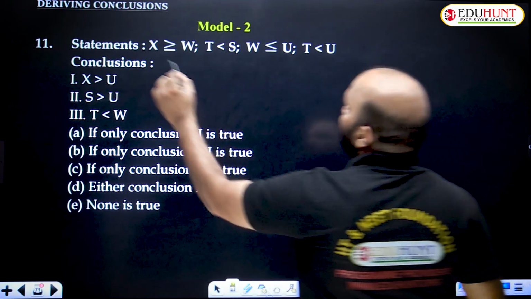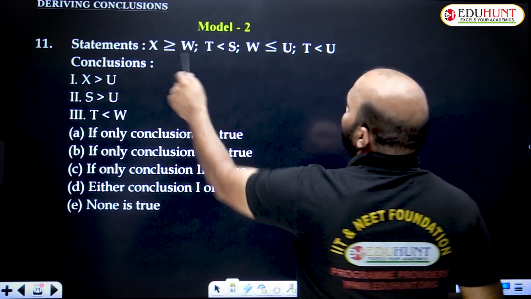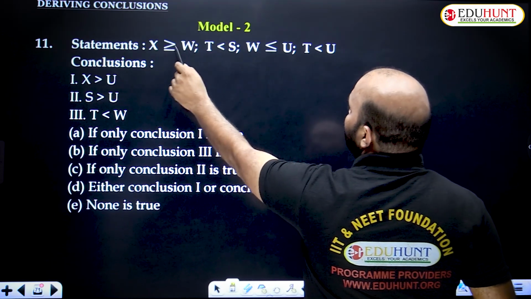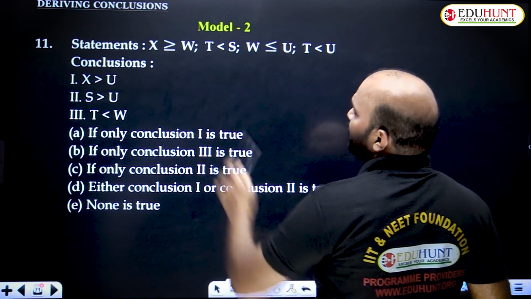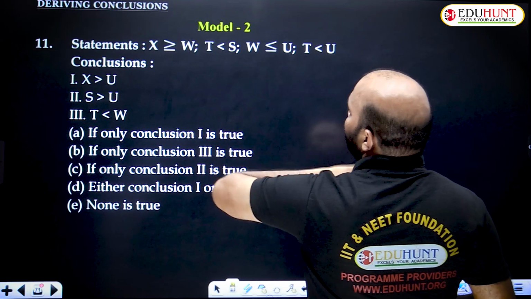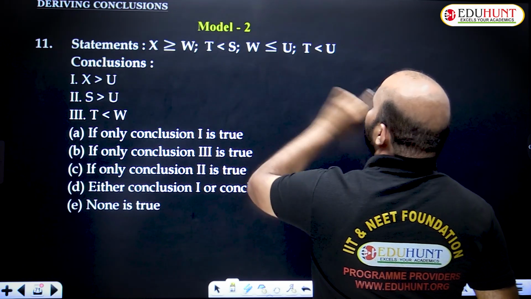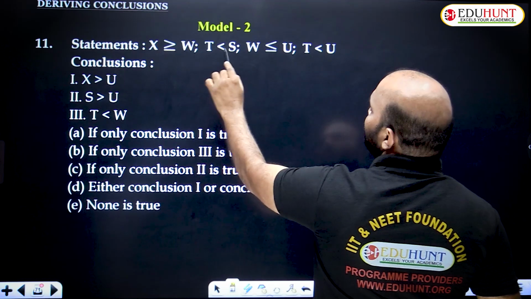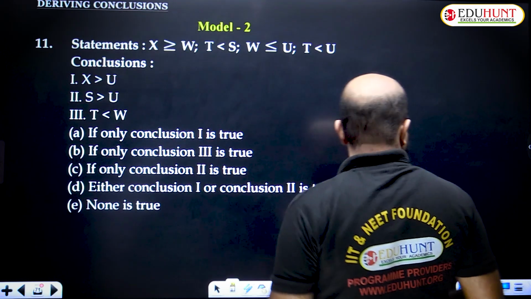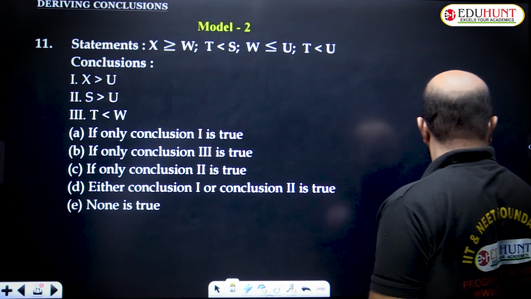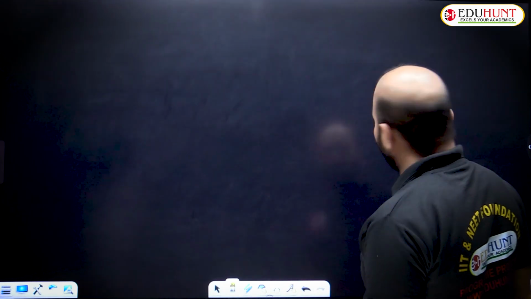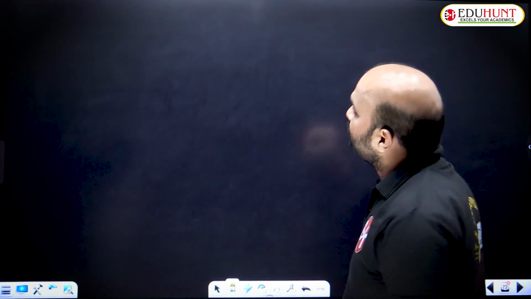According to the statements, 4 statements are given here. The semicolons indicate that each one is a separate statement. So X is greater than or equal to W. Next link, W is less than or equal to U. Next, T is less than U. Next, T is less than S. So clearly we have to observe, in that question, we have to make some rules in symbols.